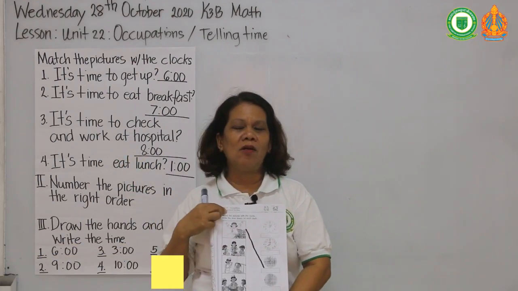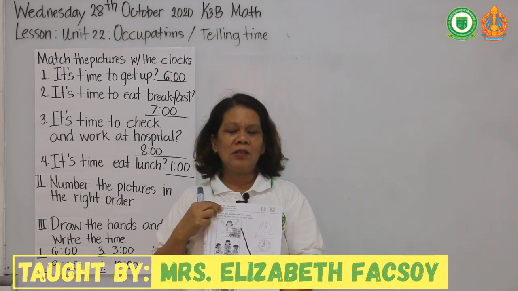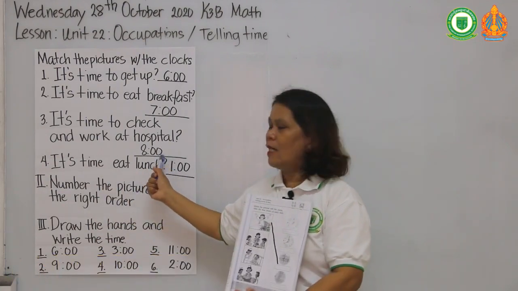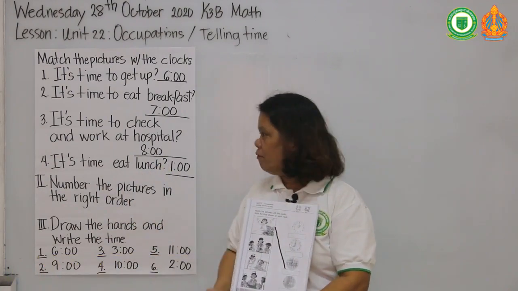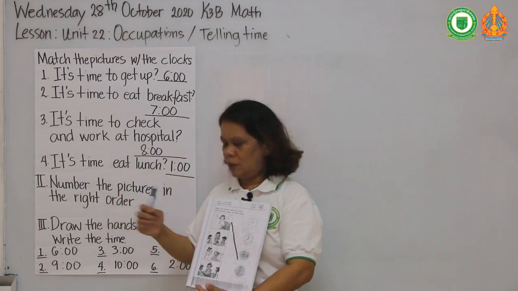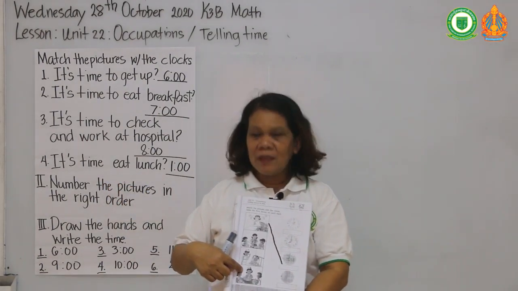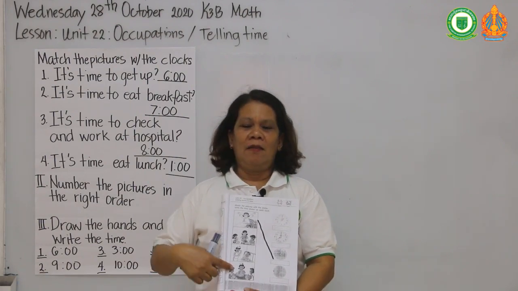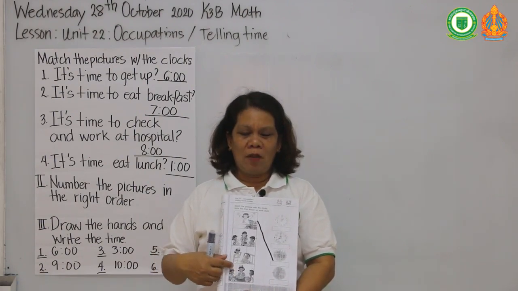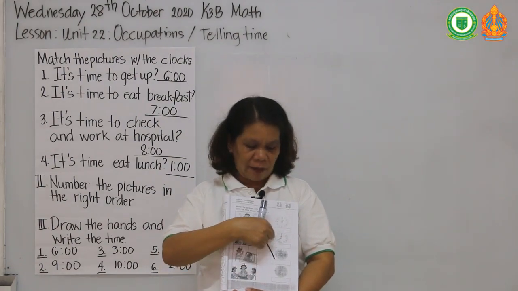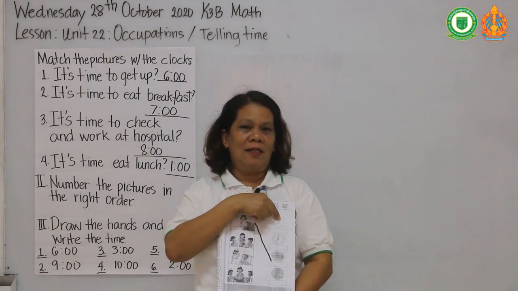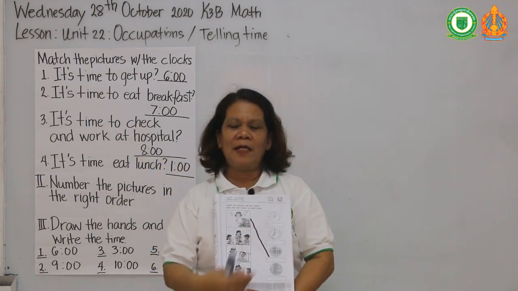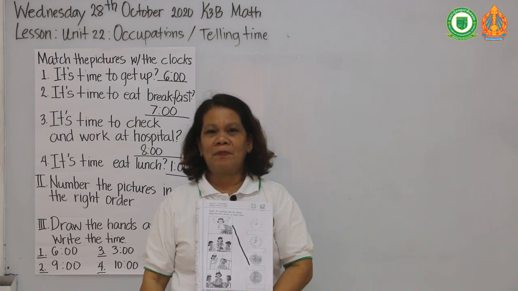What time does mommy go to work? Mommy goes to work at 8 o'clock. And number 4, it's time to eat lunch. You see, number 4, they are eating lunch. What time does mommy eat lunch? Mommy eats lunch at 1 o'clock. Try to find where is 1 o'clock, then draw a line. You refer to this one and here so that you can find the exact time.